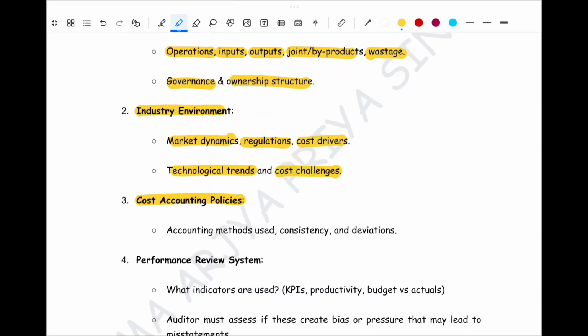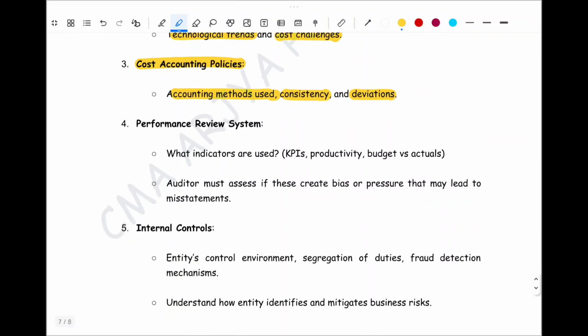Industry environment. Market dynamics: the auditor should understand the market dynamics, regulations, cost drivers, technological trends, cost challenges. Next is cost accounting policies. The accounting method used, consistency and deviations, that is also important. Next, performance review system. What indicators are used, like KPIs, productivity, budget versus actual. The auditor must assess if these create a bias or pressure that may lead to a misstatement.